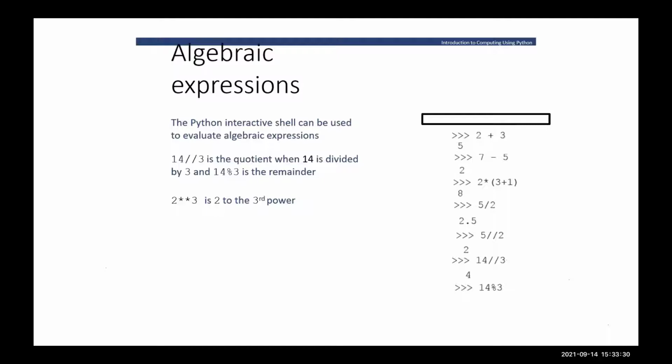Is it 2 or 1? It is 2. 14 divided by 3 is 4 remainder 2, because you need 3 multiplied by 4 to get 12, and the remainder will be 2 to make it 14. Okay, clear?